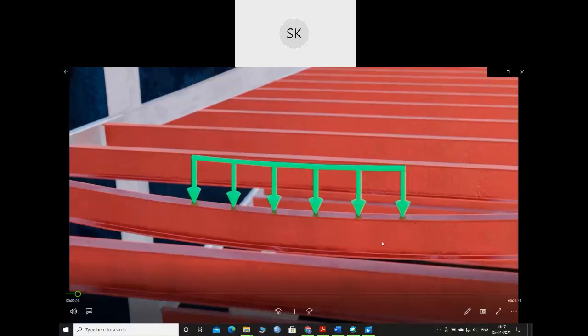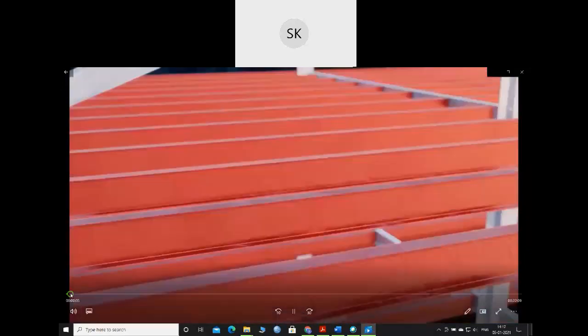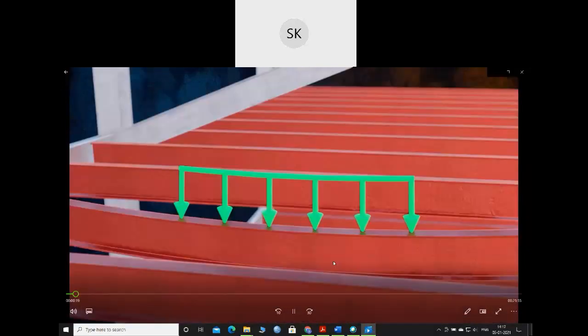Audio and video screen is visible? Okay. So we'll see deflection of beams, okay?